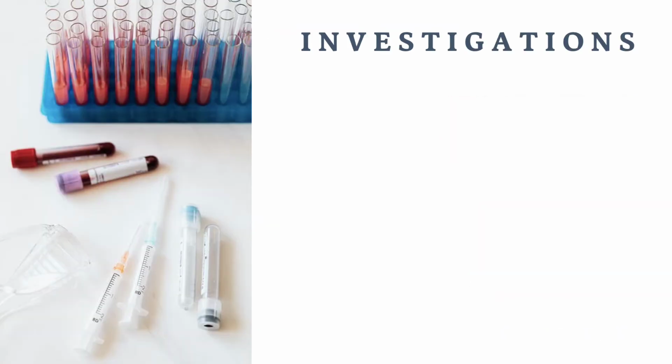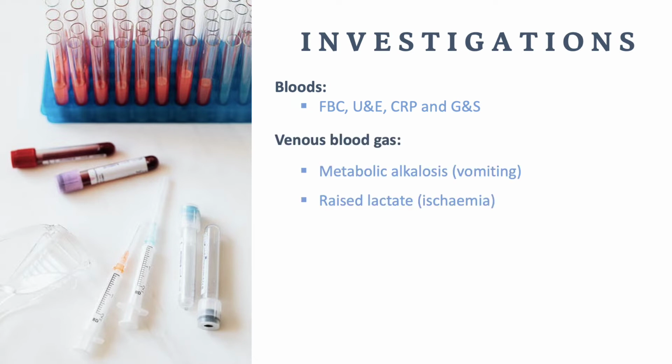Once you've examined your patient, the investigations you should do are a set of bloods, which are a full blood count, urea and electrolytes, a CRP, and a group and save. A venous blood gas should also be done. And remember, if your patient has been vomiting, a metabolic alkalosis will be seen.